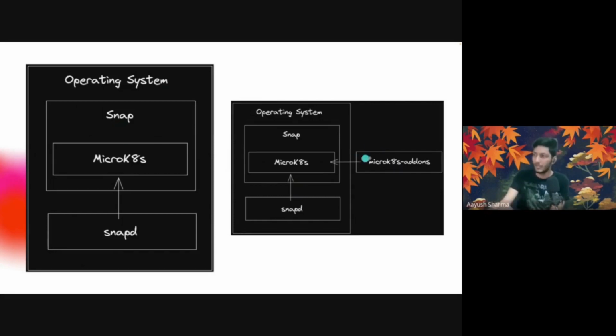So just the basic outline of MicroK8s add-on. Whenever you try to enable an add-on, it directly comes into the MicroK8s node, right? So this was the basic understanding of MicroK8s through a diagram.